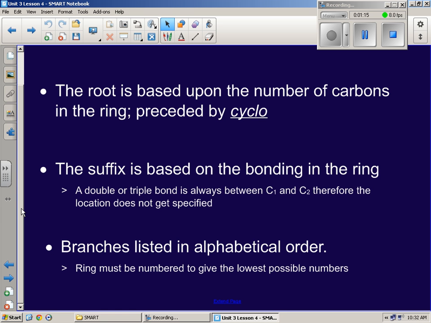The suffix is based on the bonding in the ring. A double or triple bond is always between carbons 1 and 2. That's important. So if you've got a double or triple bond, it's always part of carbon 1 and 2. Okay? Always, always. Branches are listed in alphabetical order as always, and once again you have to get to the branches as quick as possible, just as always. So you have to use the lowest numbers possible, of course.